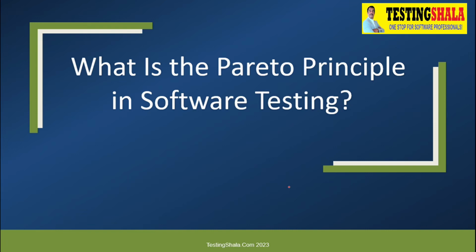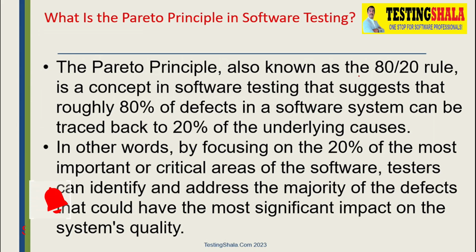Hi friends, welcome back. In this video, we will be discussing what the Pareto principle is all about in software testing. The Pareto principle is nothing but the 80:20 rule. In this 80 versus 20 rule, we can easily find 80% of the issues by concentrating on 20% of the application features.